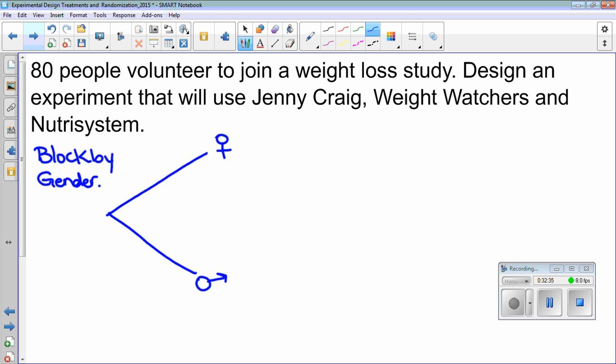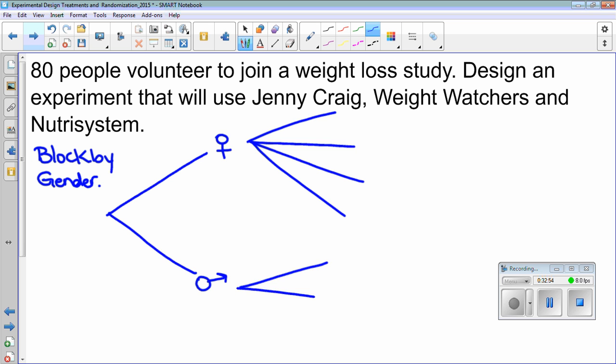Okay? Now, within each block, how many treatment groups are we going to have? We're going to have 4. So from each of them, and by the way, have you seen these? I've used these symbols before for male and female. The top one's female. The bottom one's male. So I'm going to draw 4 little lines out of each of them. Okay? First of all, before I even go any further, how many females and how many males do I want? If I have 80 people to start with, I want to divide it evenly. So I really want to have 40 females and 40 males.